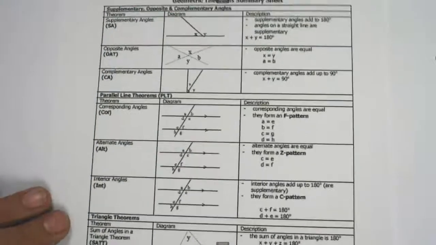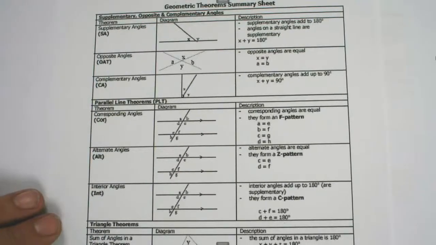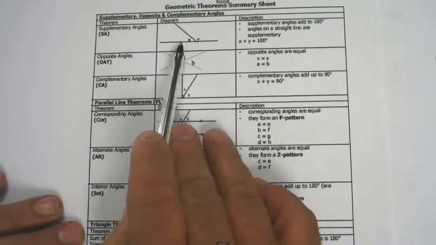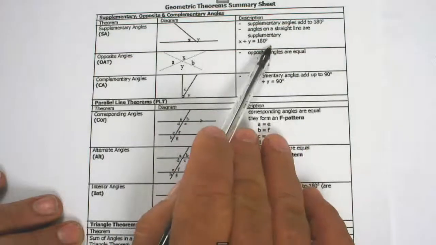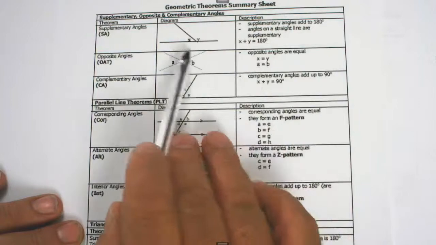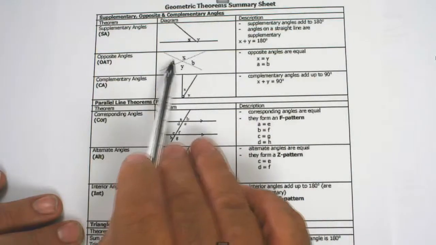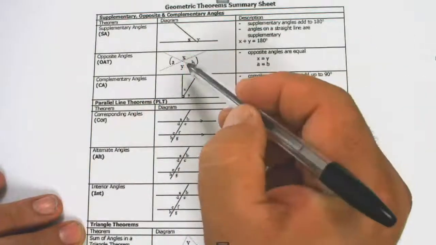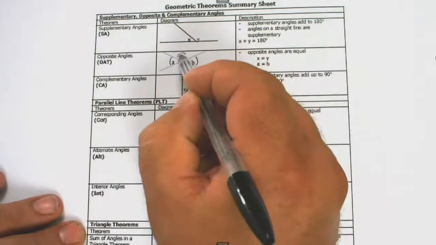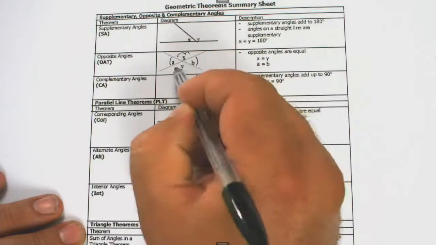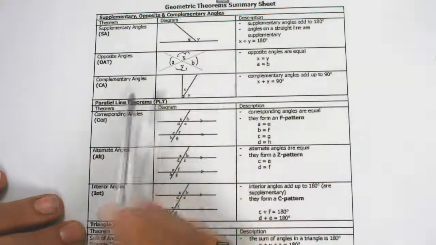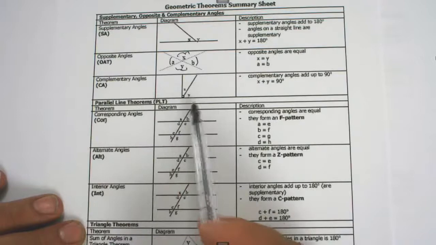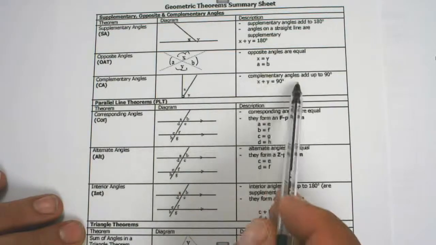Right, let's go back to the basics of your geometry. So we're going to go back to the grade 8 work. The angles on a straight line add up to 180 degrees. Or you can say the angles on a straight line are supplementary. If two straight lines intersect, then vertically opposite angles are formed and they are equal. So in this case, A is equal to B and X is equal to Y. Complementary angles, that means X plus Y adds up to 90 degrees.